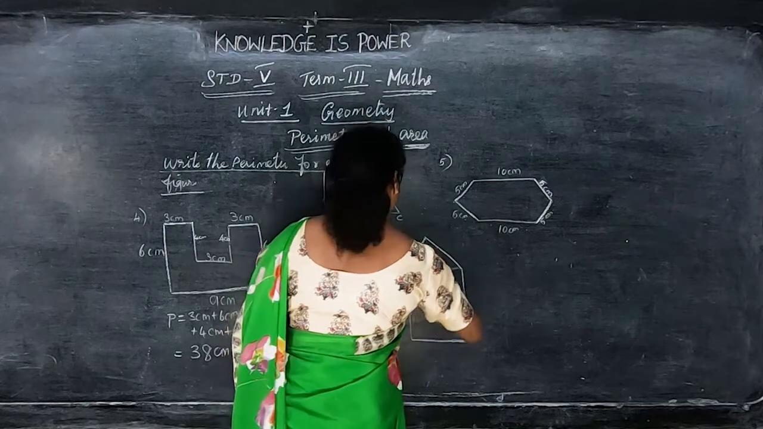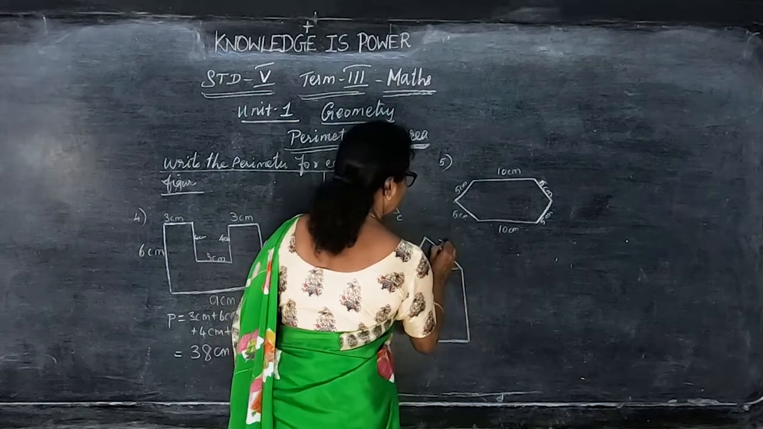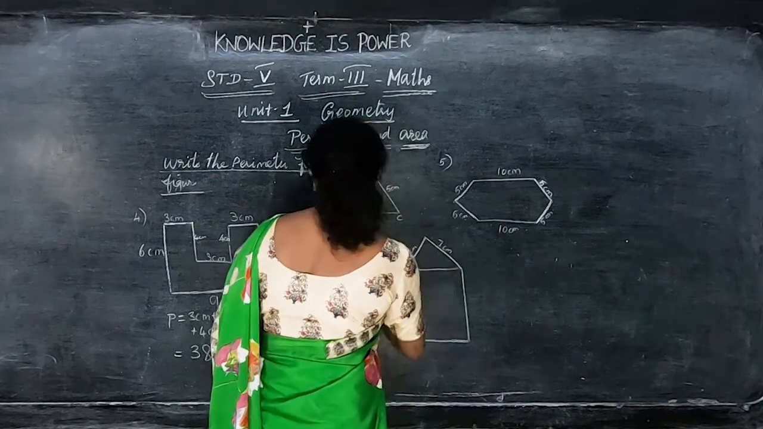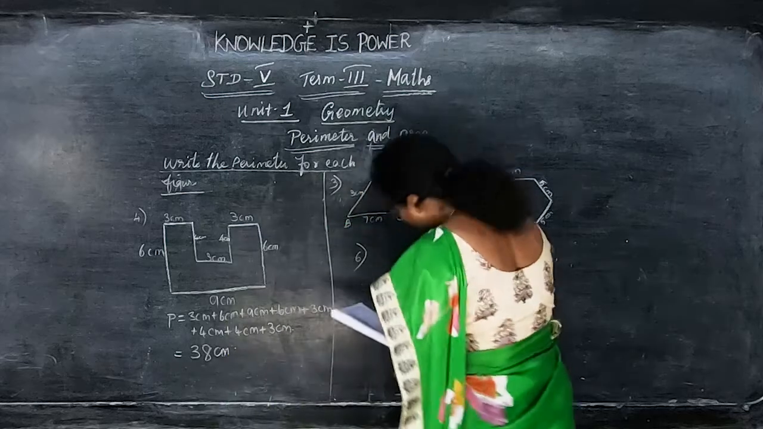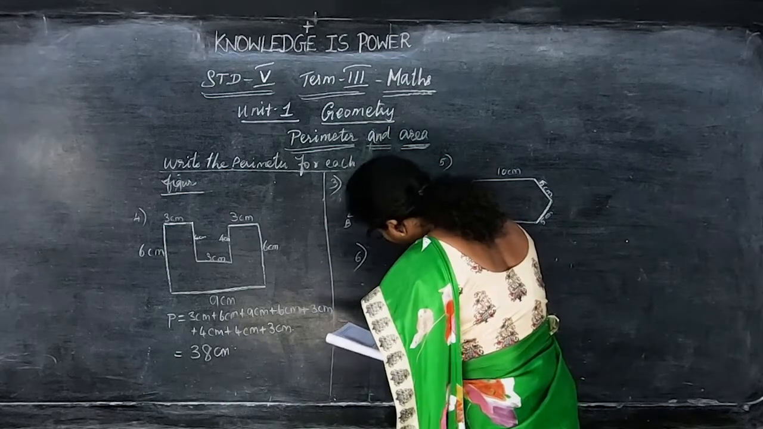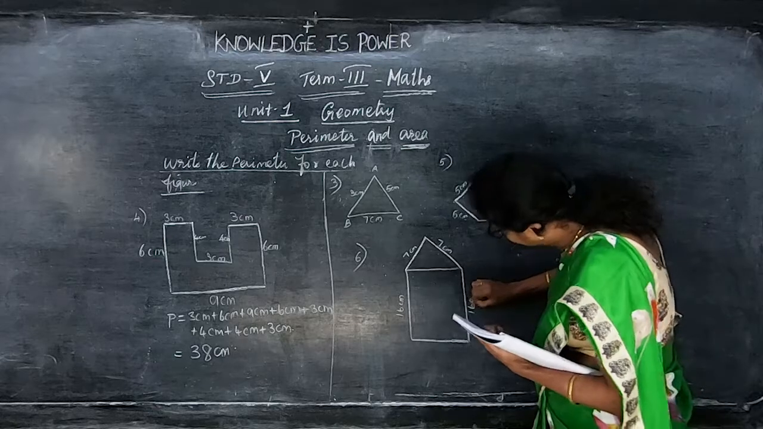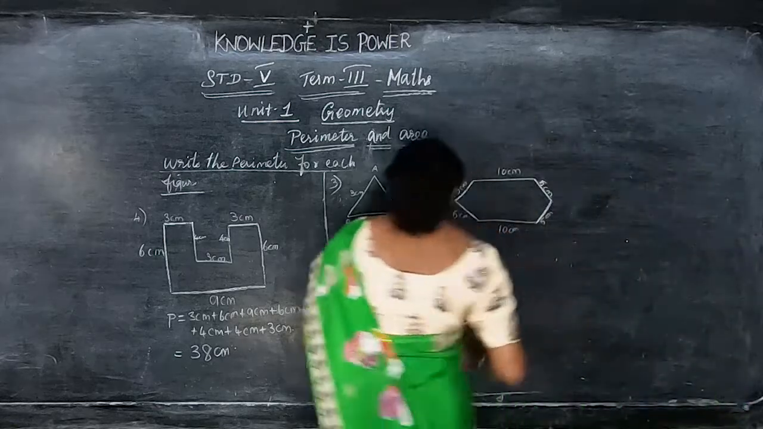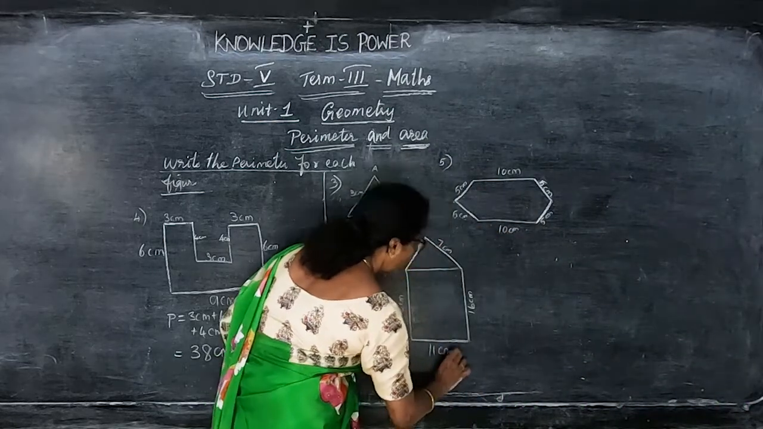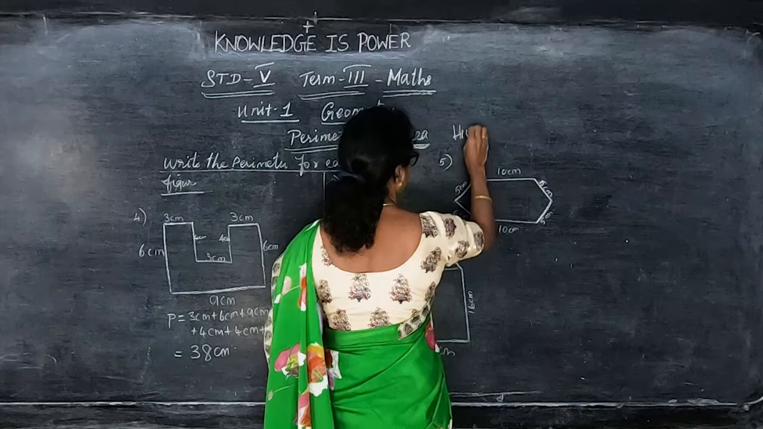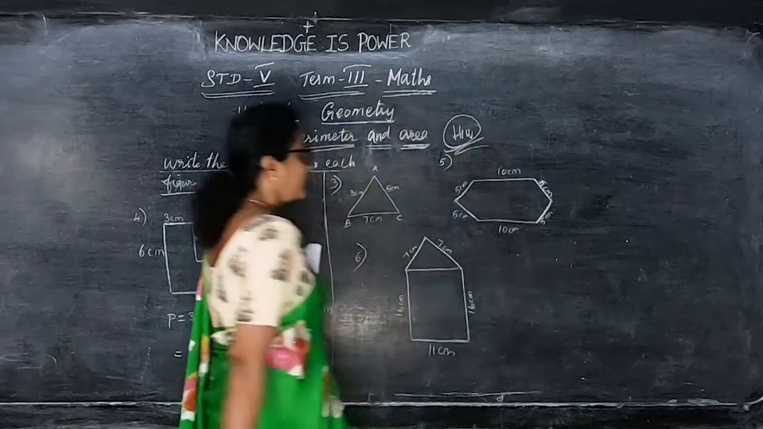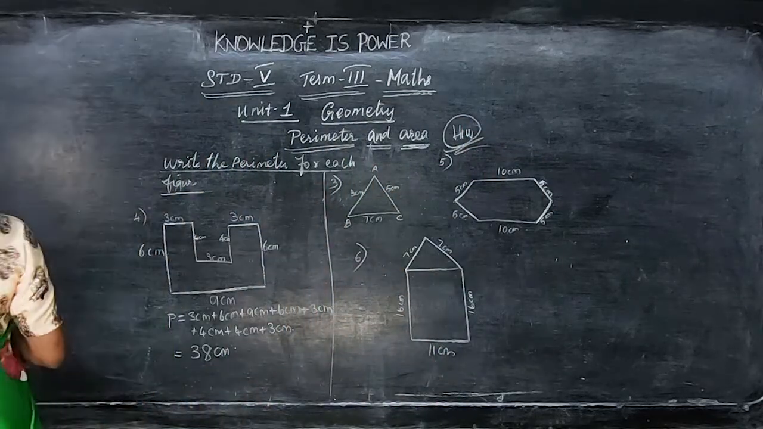Okay, so this is 7 centimeter. And this 7 centimeter. And this is 16 and this is also 16 and this is 11. So this will be the homework sum. Okay, so all the three have to do it as a homework.